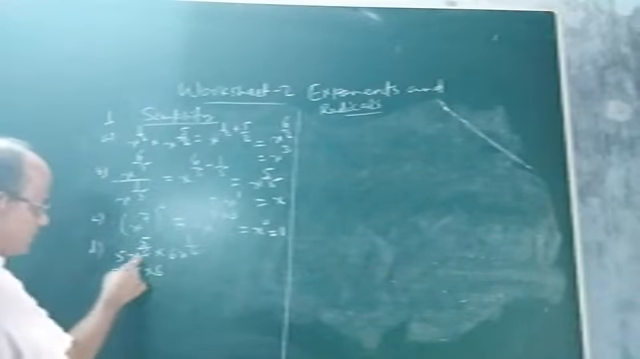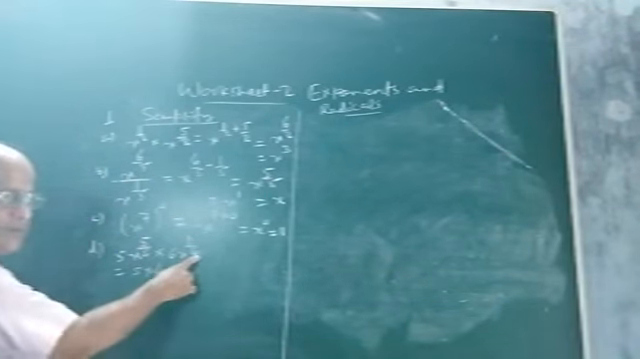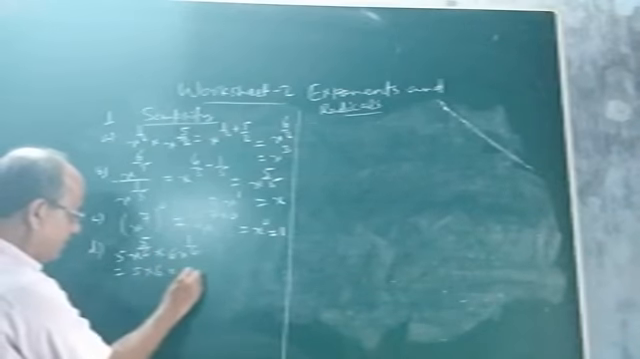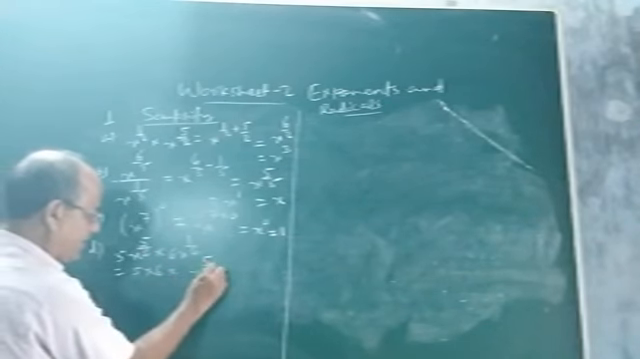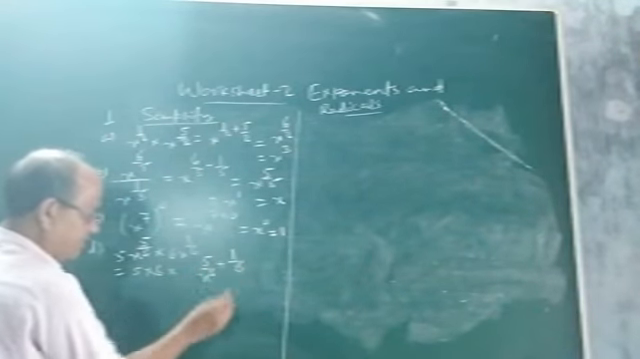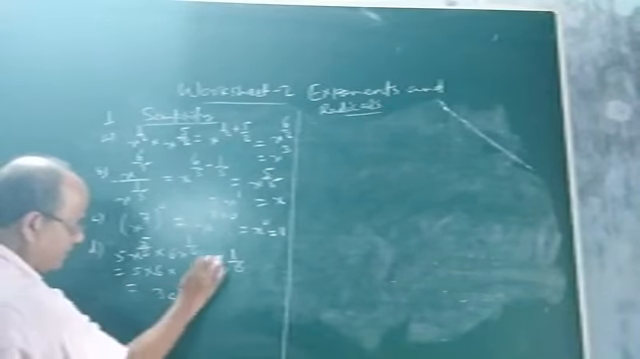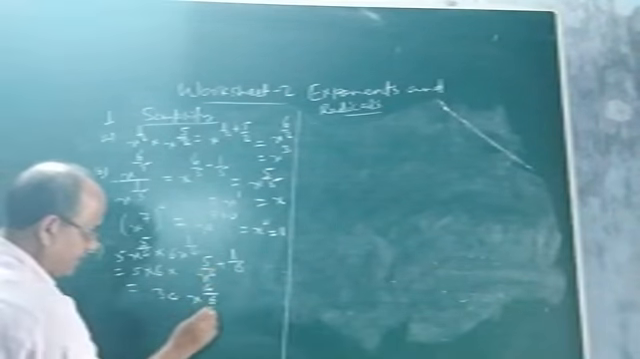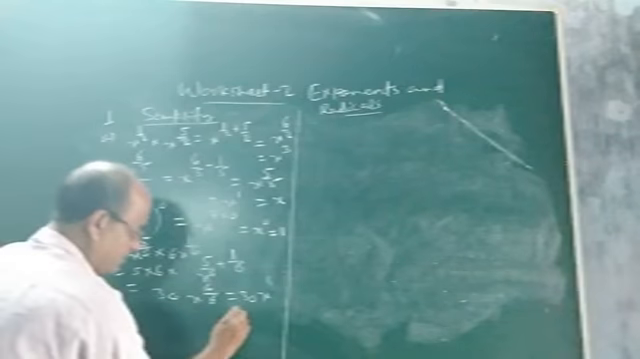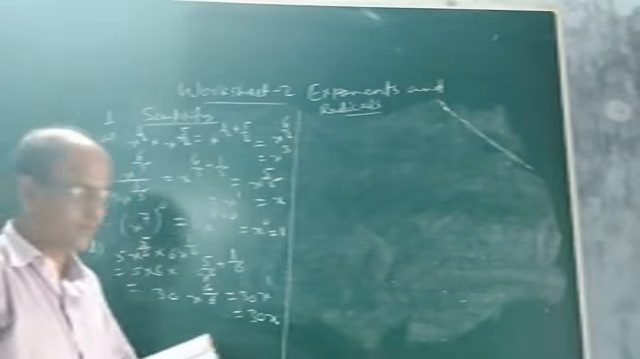Now, look at x to the power 5 by 6 and x to the power 1 by 6. We have to multiply these two exponential terms. They have the same base x, so the powers will be added. That means it will be x to the power 5 by 6 plus 1 by 6. So it will be 30 x to the power, 5 plus 1 is 6, 6 by 6, it is 30 x to the power 1, and x to the power 1 is x, so 30x. So this will be the answer, 30x.